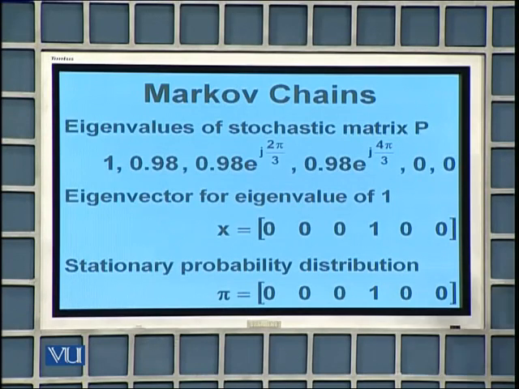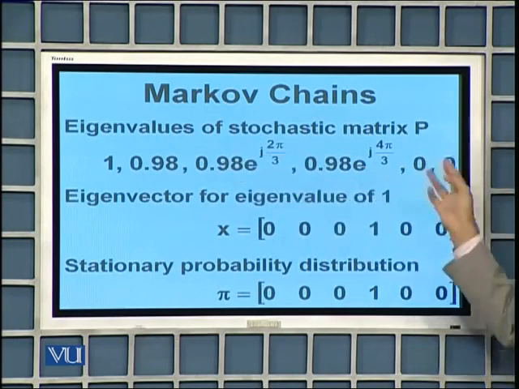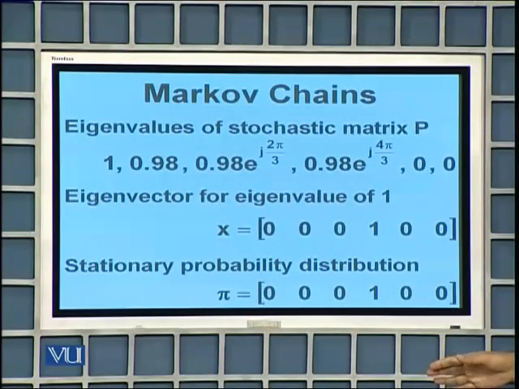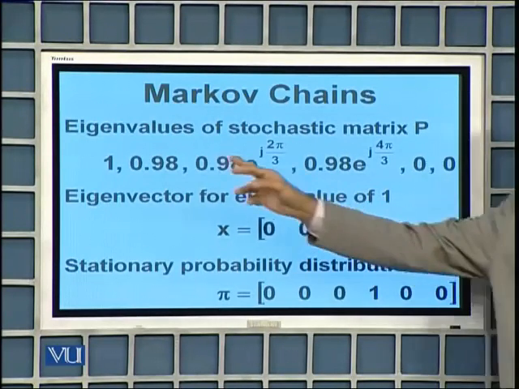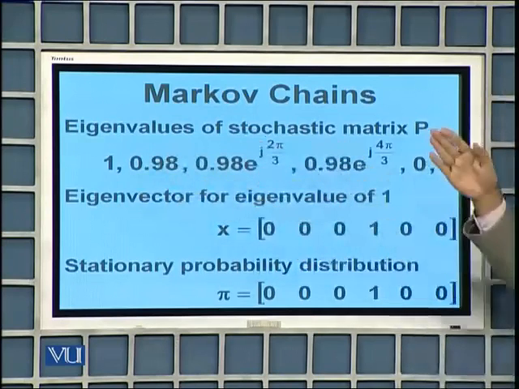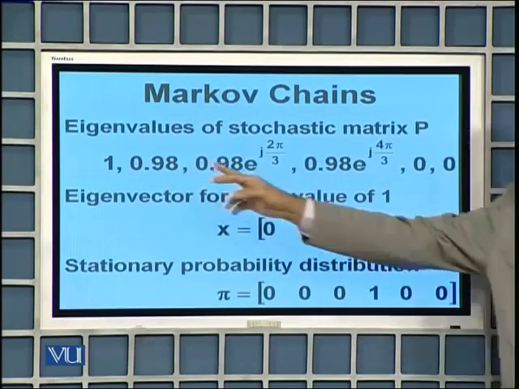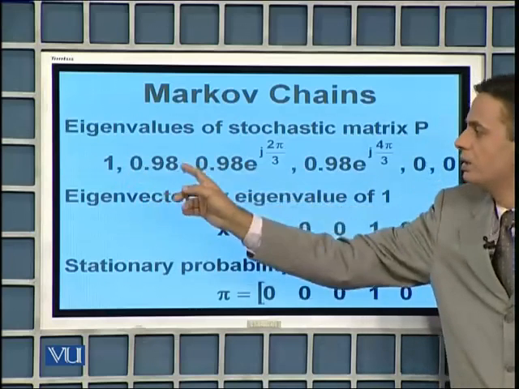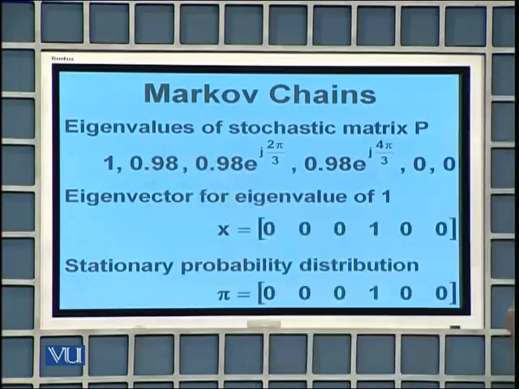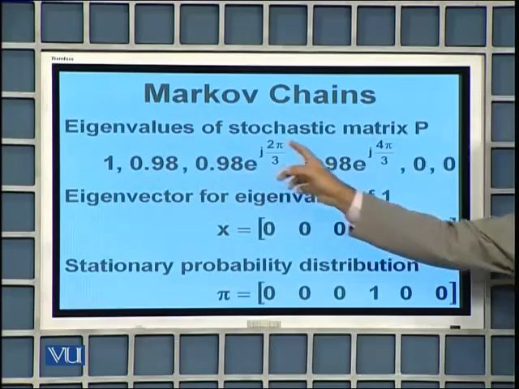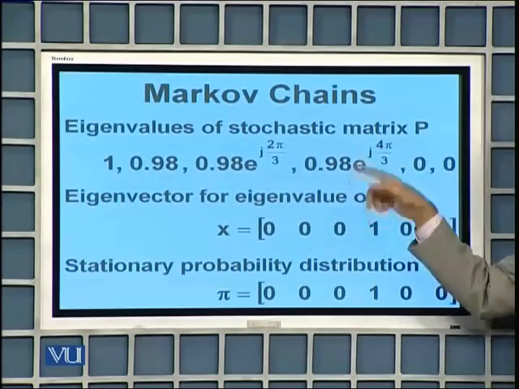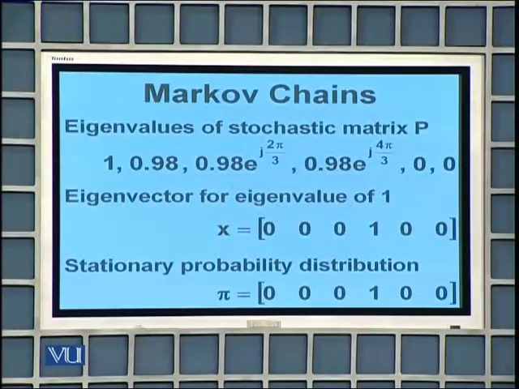You know that you can find the higher powers of a stochastic matrix through diagonalization and then taking higher powers of a diagonal matrix with these eigenvalues on the main diagonal. In that case, the higher powers of the diagonal matrix will have higher powers of these eigenvalues on the main diagonal. So this 1 will remain 1 and this 0.98 will slowly converge to 0. So will these two other eigenvalues with magnitude of 0.98.